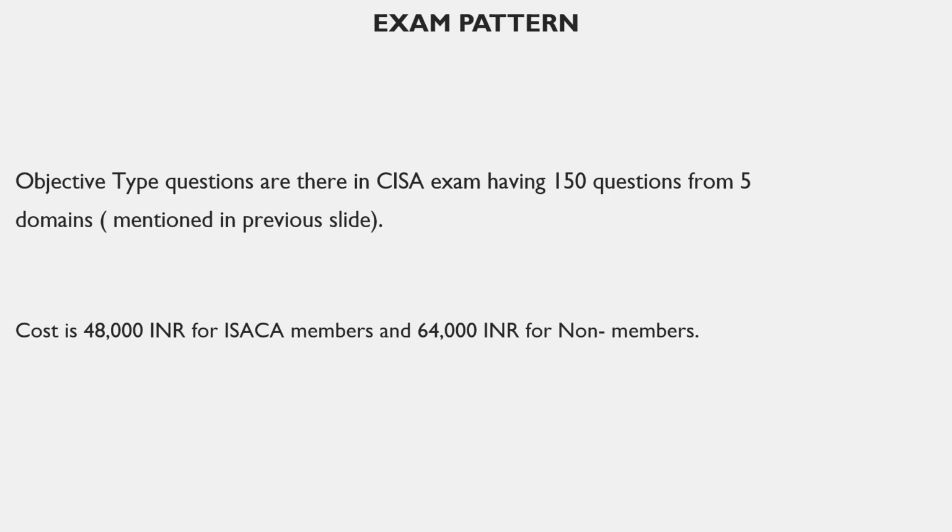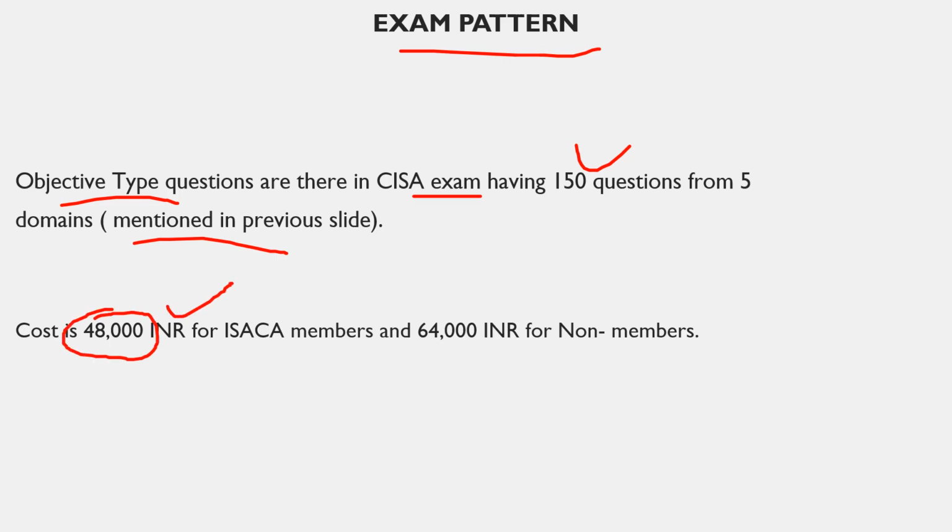Yes, exam pattern. What type of exam questions come in the CISA exam? There are multiple objective type questions in CISA, 150 questions from 5 domains, which we discussed in the last slide. The cost of this CISA exam is 48,000 rupees for ISACA members and approximately 63,000, which I converted to a round figure of 64,000 INR, for non-members.